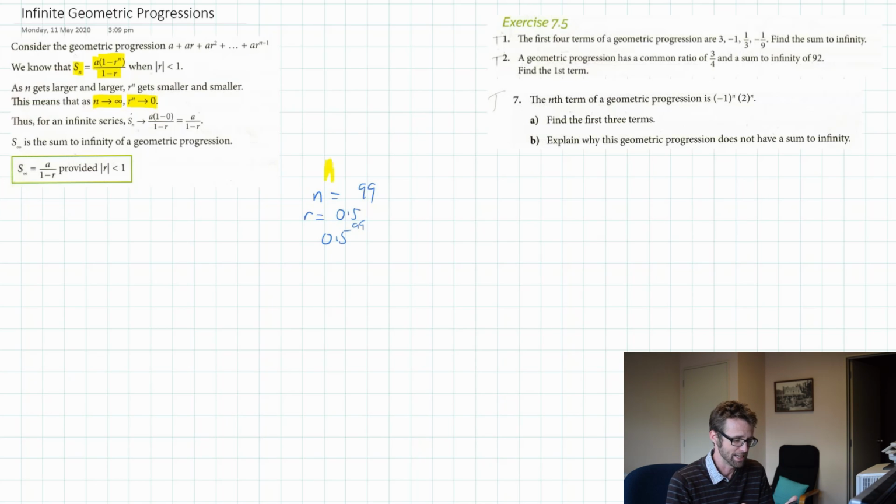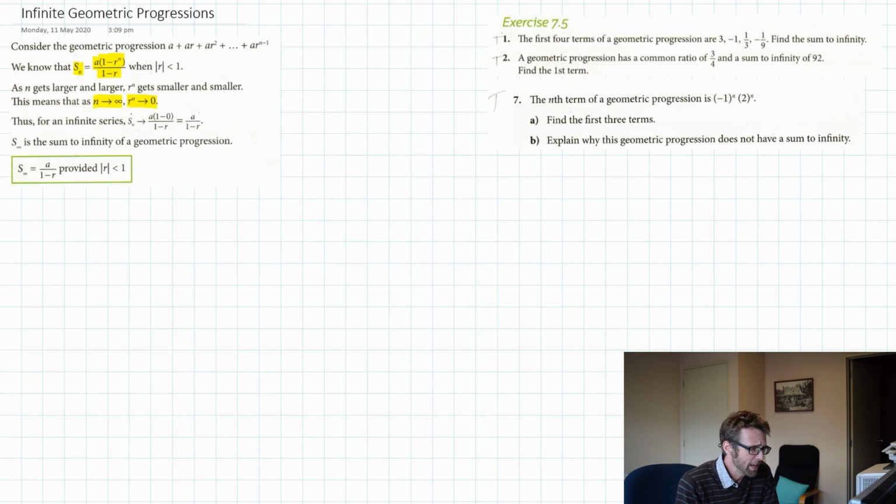Now if you go 0.5 to the power of 99, well, what do we get? Look, it's a very small number. I've got 1.58 times 10 to the power of negative 30. So you see, as the n value gets greater and greater, r to the power of n is going to become closer and closer to 0, so long as the modulus of the r value is less than 1. If it's over 1, it's a different story.